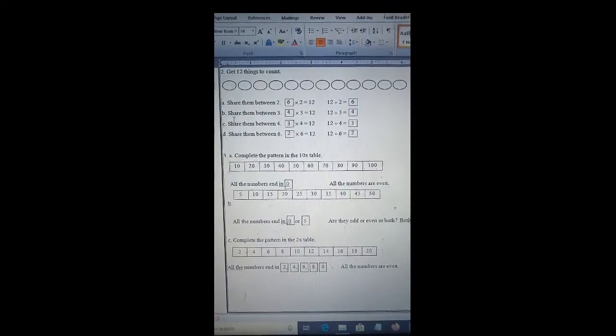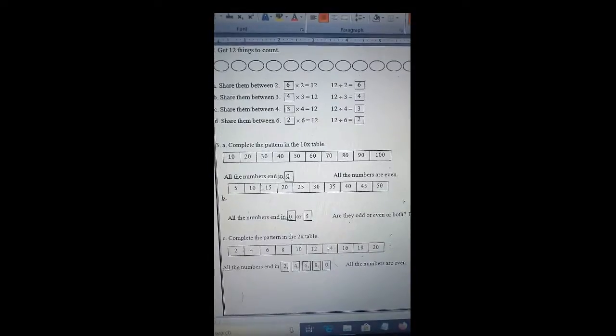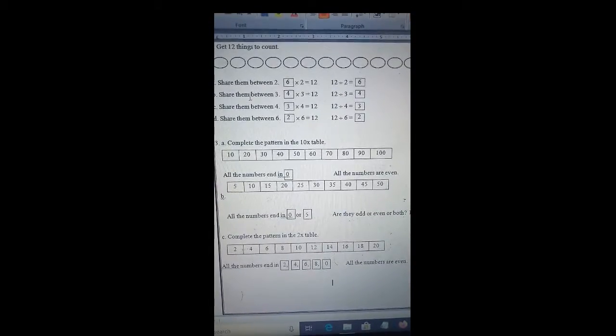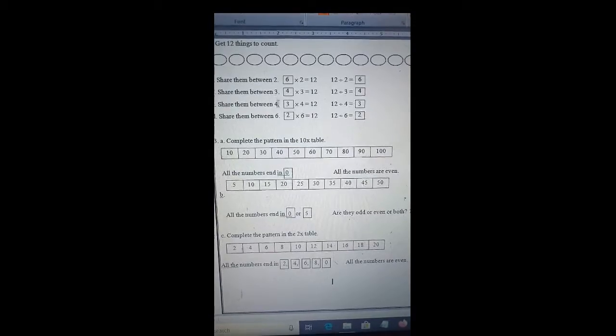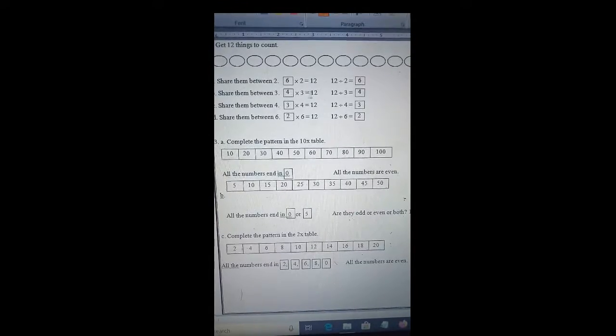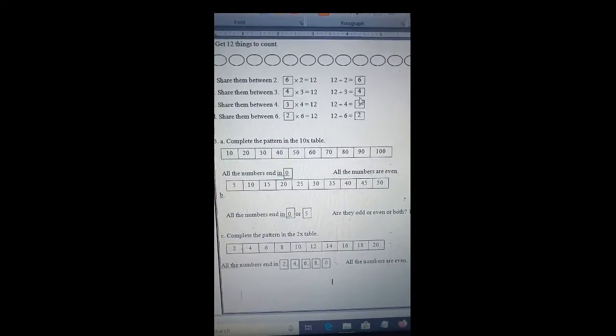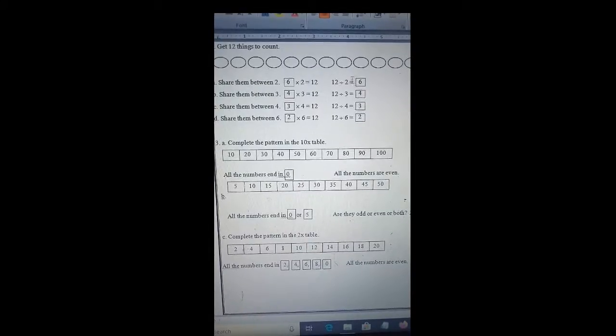In number B, we have to share them between 3. Now, if we share 12 between 3, how many will everyone get? To work out the answer, we have to divide 12 by 3. If we divide 12 by 3, we get 4. Now look here, the answer is 4. 4 into 3 is 12, and if we divide 12 by 3, we get 4. In this way, we can work out the answer of number 2.